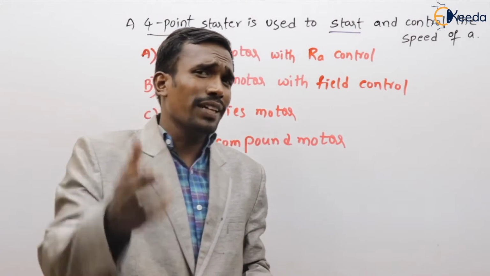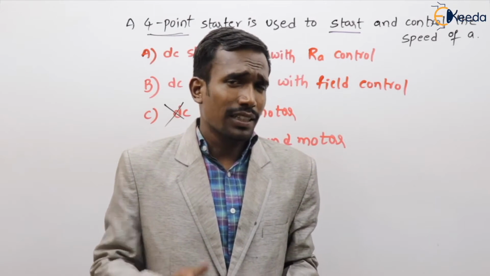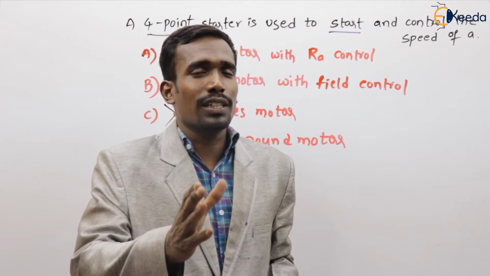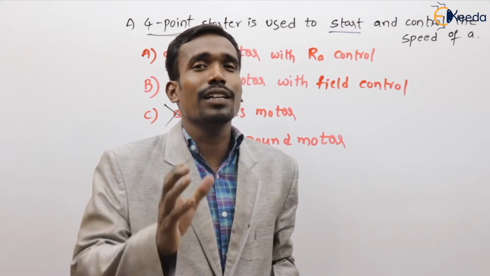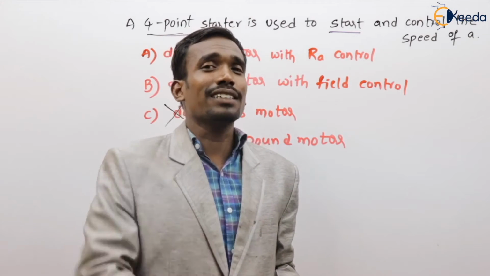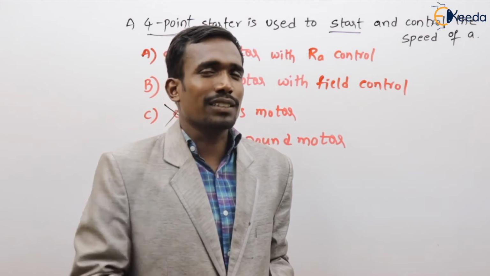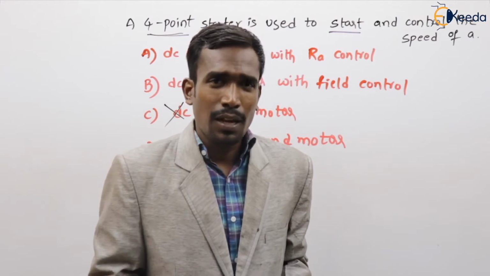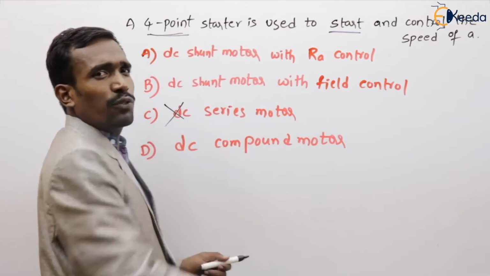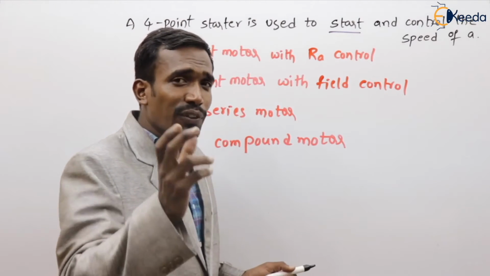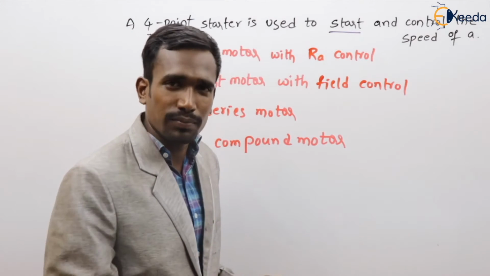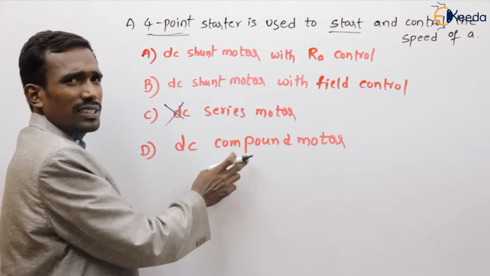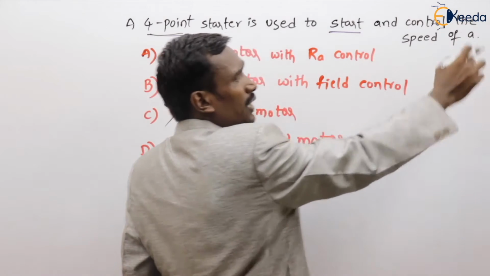Generally, what is the disadvantage of a 3-point starter? The disadvantage of a 3-point starter is that we can't control the speed by using the field weakening method, by using the flux control method. We can't control the speed by using a 3-point starter. But the advantage of a 4-point starter is that the difficulty in the 3-point starter is overcome. That's why now here, see, this is the wrong answer. Of course this is the correct answer, but they asked about speed control.